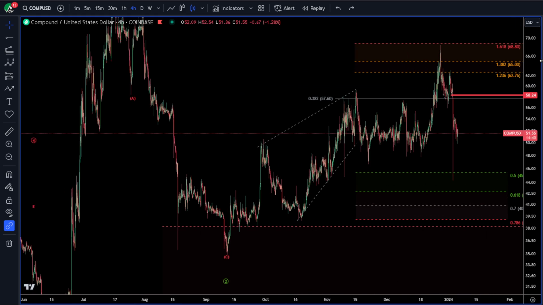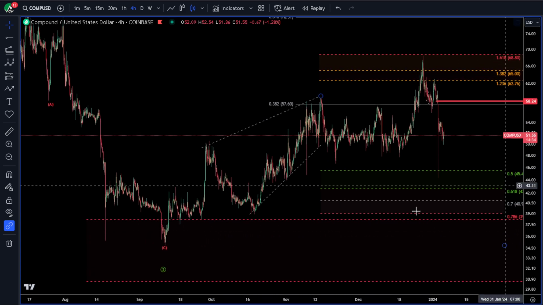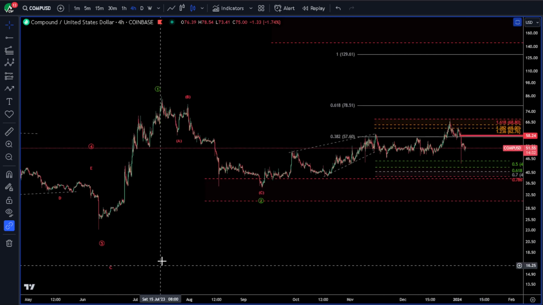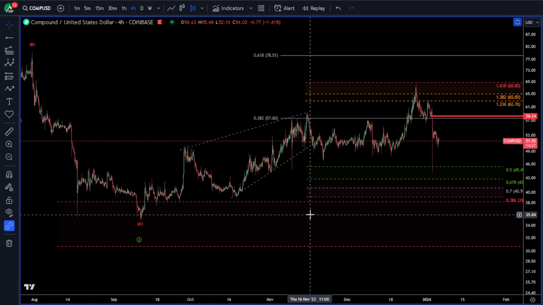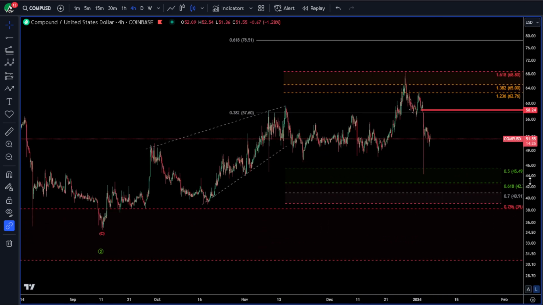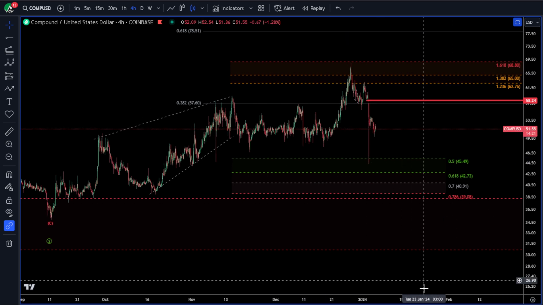Now it is possible this could be counted as a WXY and we need to come further to the downside, but based on this previous impulse, I think the probabilities have us moving to the upside after this resolves. So knowing that, where does that leave us?